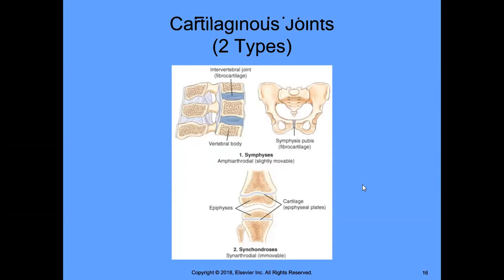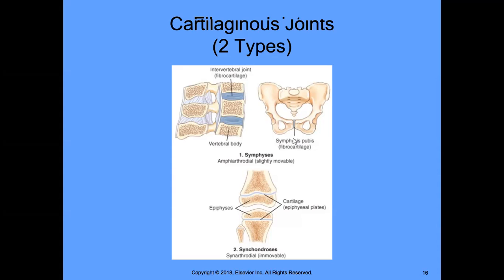Alrighty, the second type would be cartilaginous joints. These fall into two different categories, which is either symphysis or synchondrosis. For cartilaginous joints classified under symphysis, we're going to consider the symphysis pubis of the pelvis. This is where the ala, the ischium, and the ramus come together and join right at the center. So this is considered fibrocartilage, right?